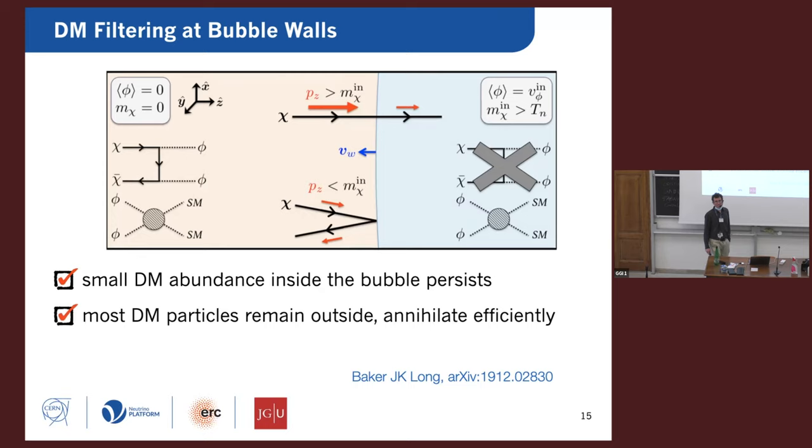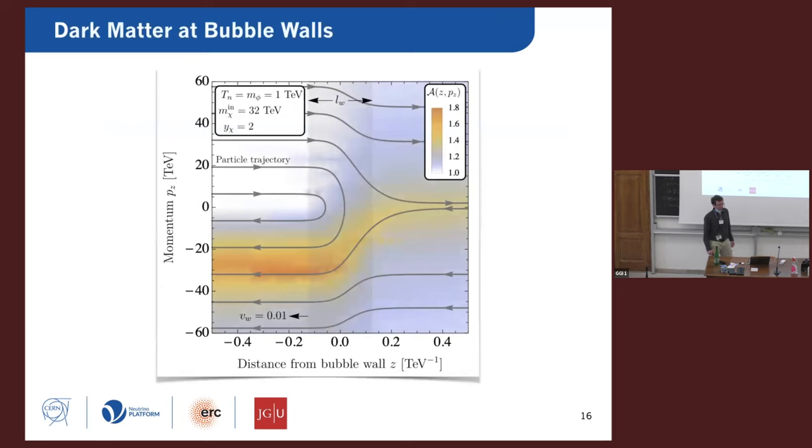Okay, here is a more detailed sketch of what this looks like in phase space. So here we show that this gray band at the center is the wall of the bubble. The bubble is moving to the left. So here on the right-hand side is again the true vacuum. On the left-hand side is the false vacuum. The horizontal axis is again the spatial distance, but the vertical axis is now the momentum. So here in the center of the plot, these are the low momentum particles.